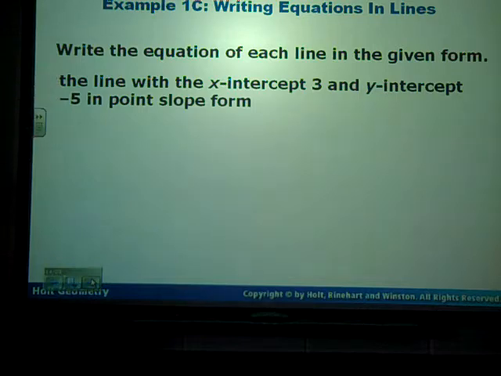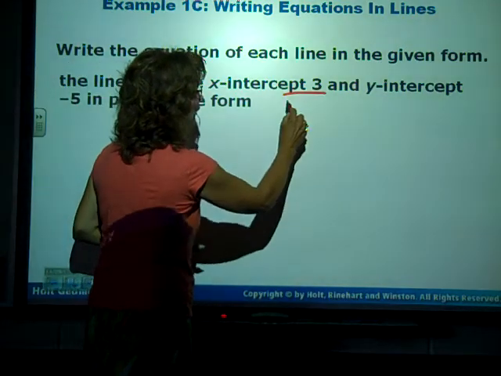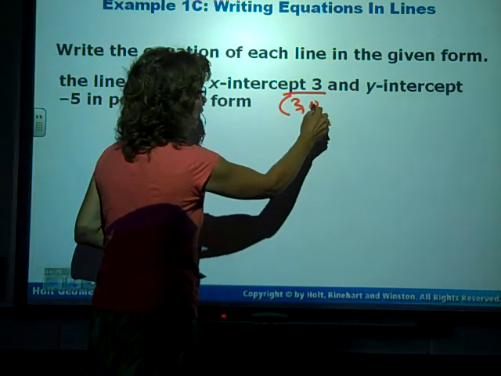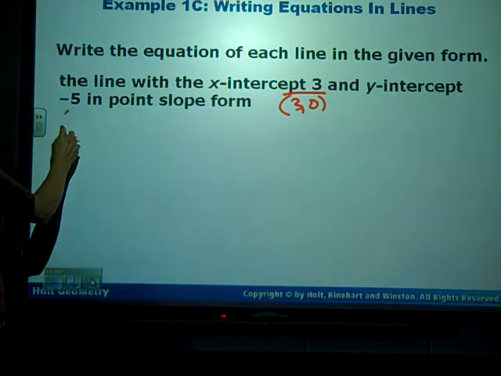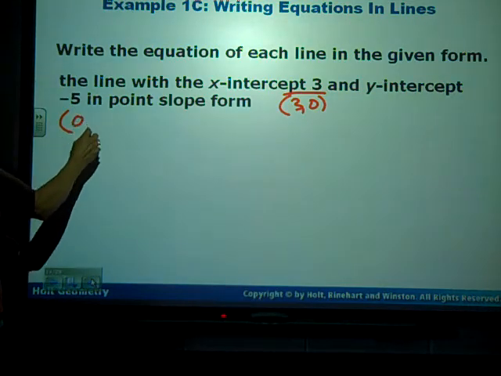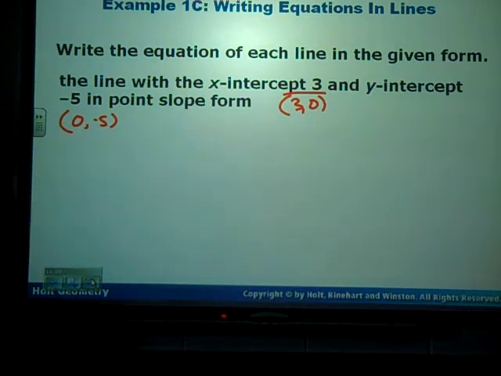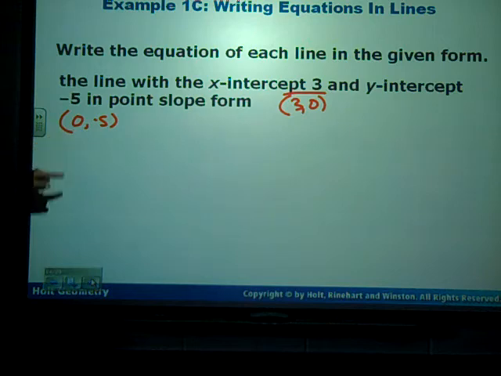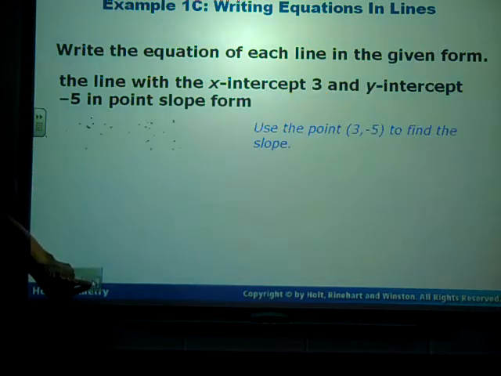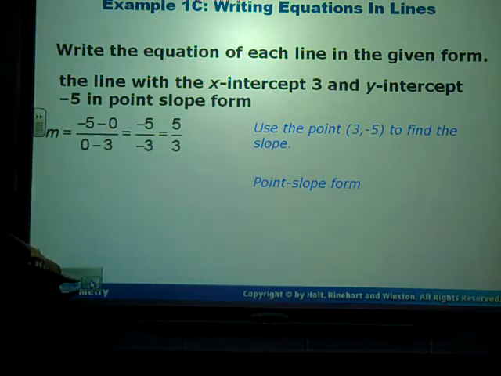Now, here we want to write the equation of a line with the x-intercept of 3. So I know that's the point 3, 0. X is 3, y is 0. Y-intercept is negative 5. So I know that's the point 0, negative 5. Because negative 5 is y, so x has to be 0. In this case, there's my points. I find my slope. Just put the 2 points in the equation.